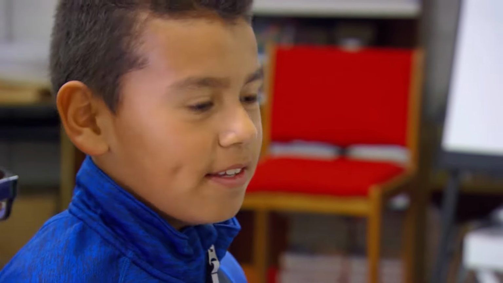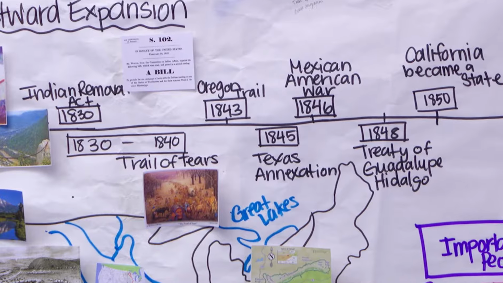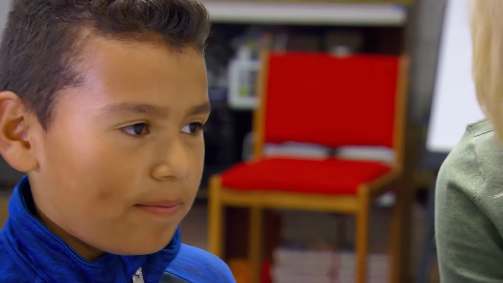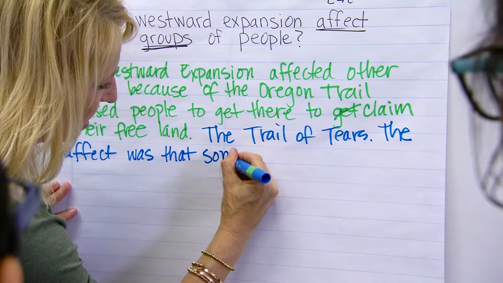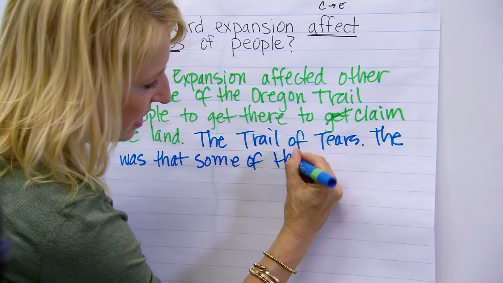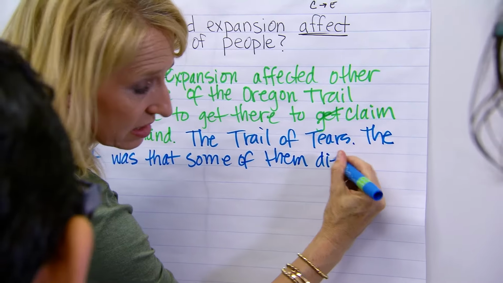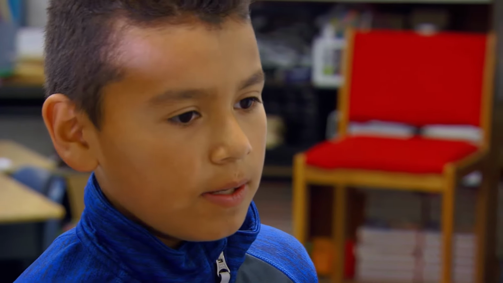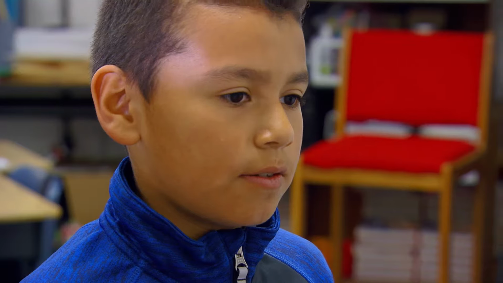About the Trail of Tears. What do you want to say about it? The effect was that people had to walk a lot, and some of them died. Some of them died. What else? And died on the trail.